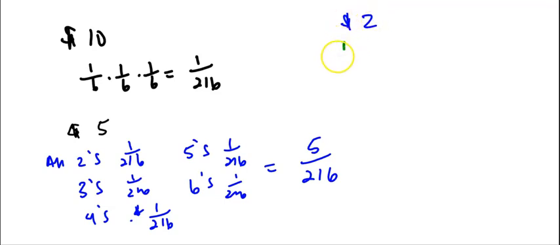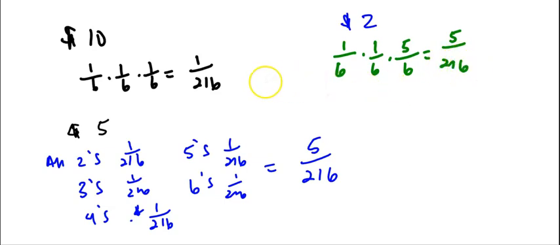So for the first one, that's the 1 out of 6. The second one, 1 out of 6. And then something other than 1 is going to be 5 out of 6. So this probability is going to be 5 out of 216.